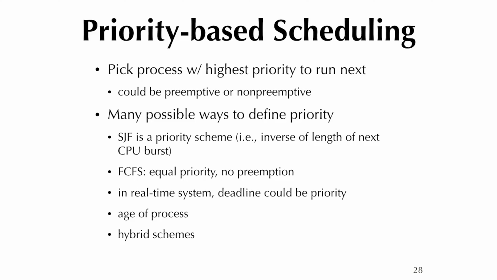In fact, the priority itself could be static or dynamic. In other words, it could be assigned at the time of process creation and remain a fixed value, or as a process runs, its priority could go up or down over time. That would be dynamic priority. If we go back to shortest job first, it can be viewed as a priority scheme. Why? Because the priority is given to the shortest remaining burst. Whoever has the shortest remaining burst has the highest priority. In other words, it's defined to be inversely proportional to the length of the next CPU burst.